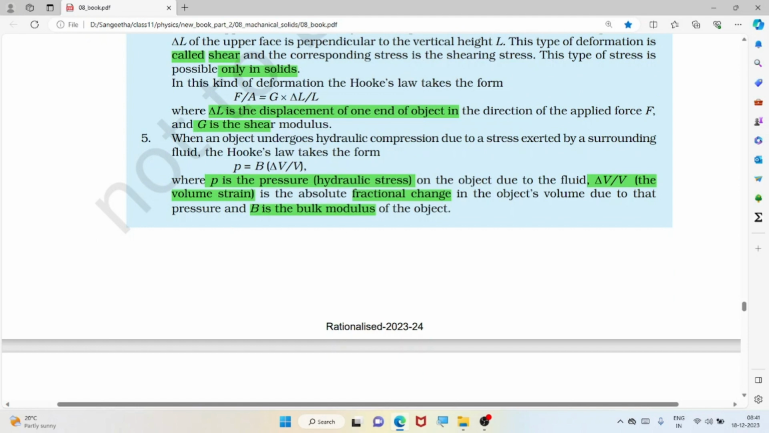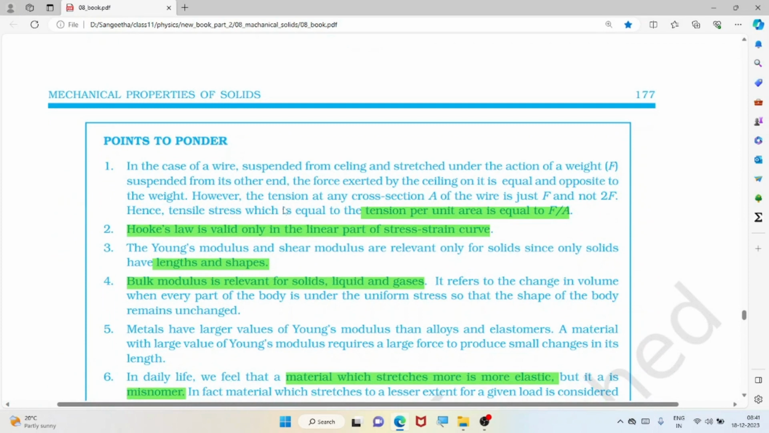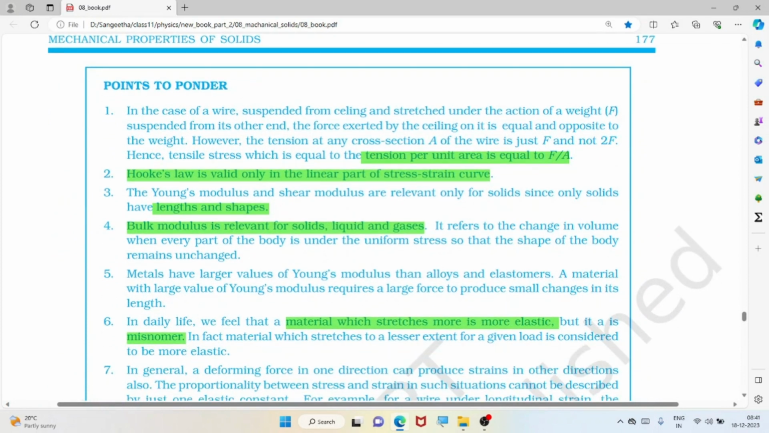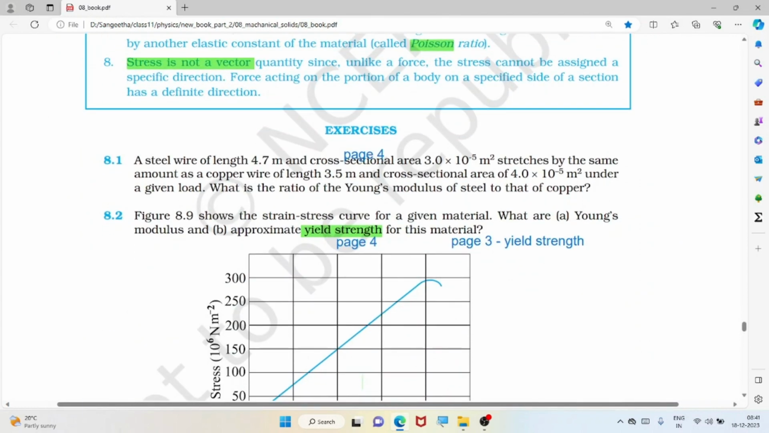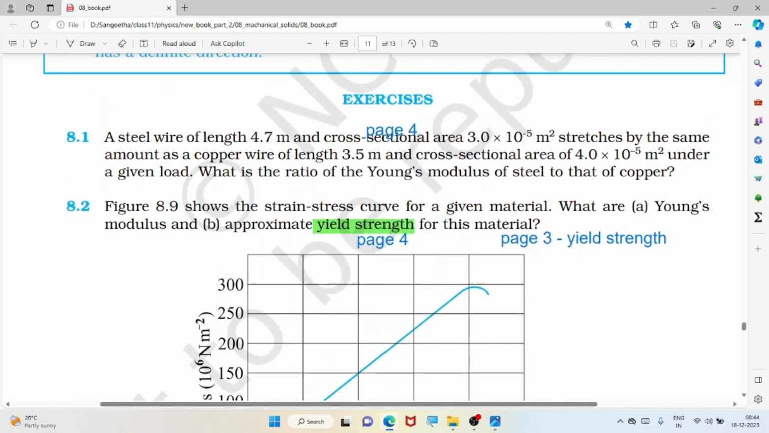Volume strain. Okay, you can go through these points. Okay, we will go through the exercise.